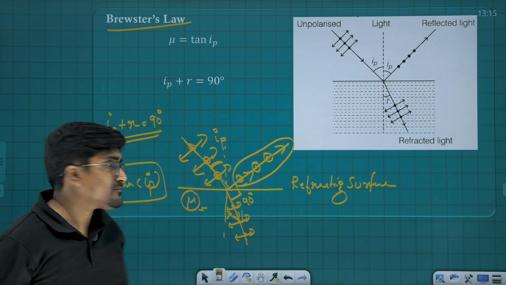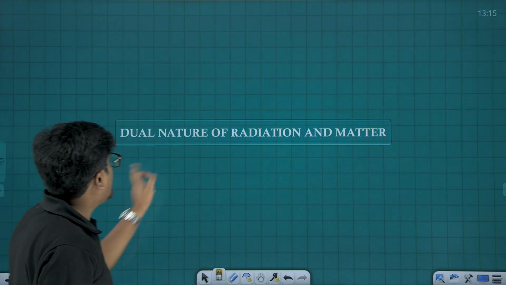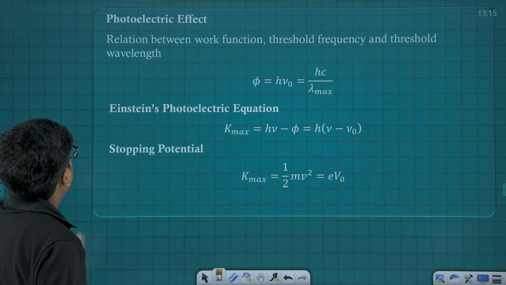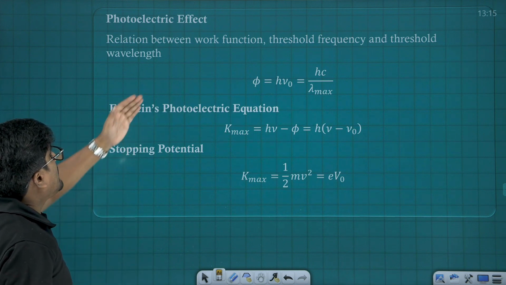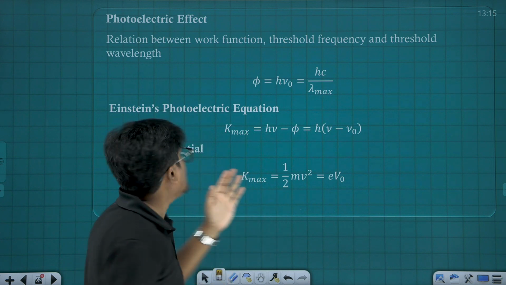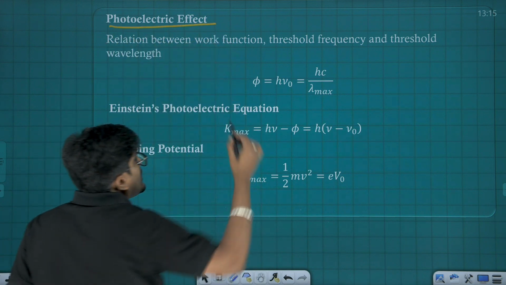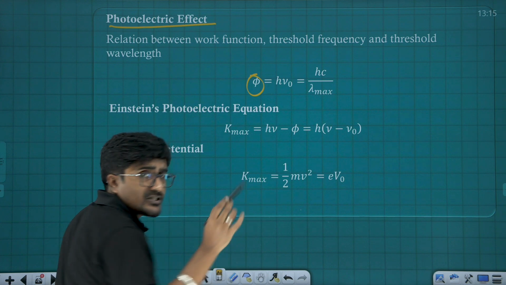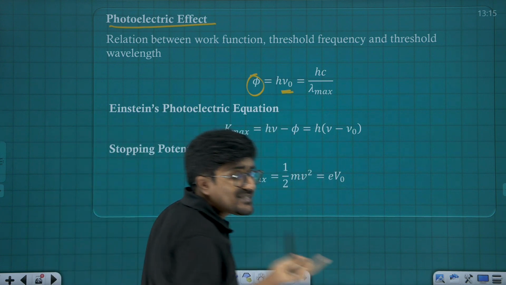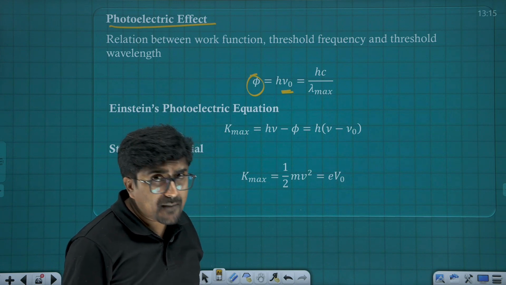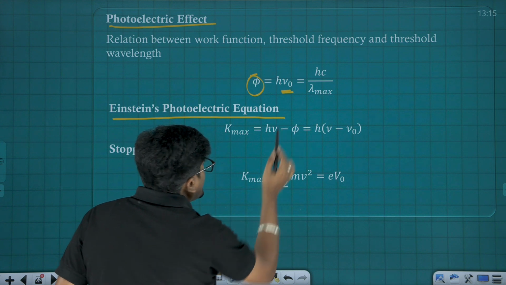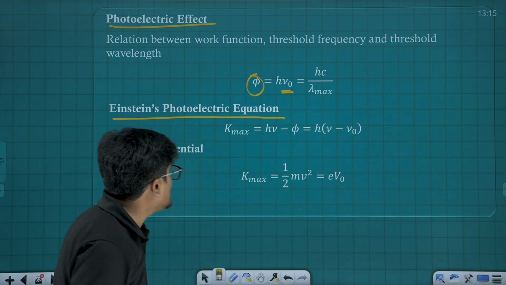All right, moving to the next, that is dual nature of radiation and matter. It's a very small chapter. First of all, we need to discuss the relation between work function, threshold frequency as well as threshold wavelength in case of photoelectric effect. The relation is phi, that is work function, equal to h into nu, where nu is the threshold frequency, that is equal to hc divided by lambda max, where lambda max is the threshold wavelength. Next is Einstein's photoelectric equation. Basically that is the law of conservation of energy only.